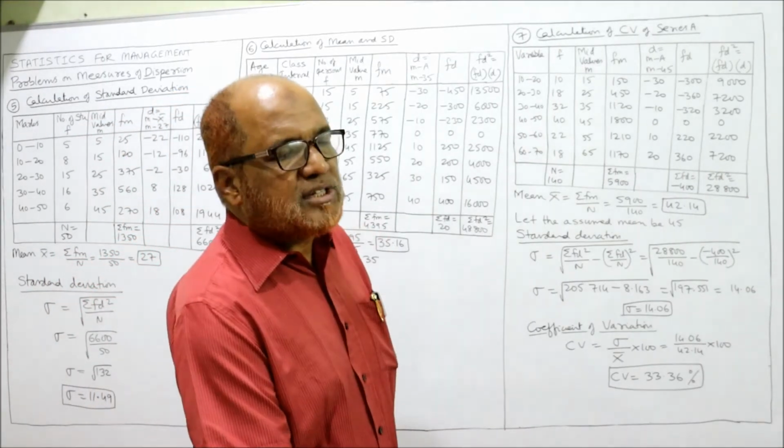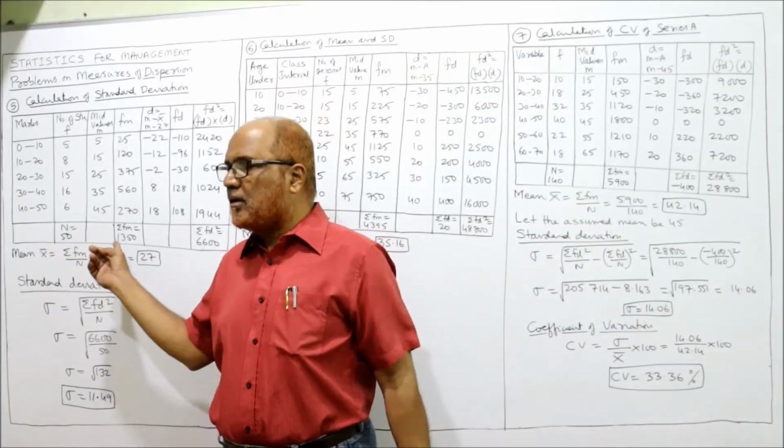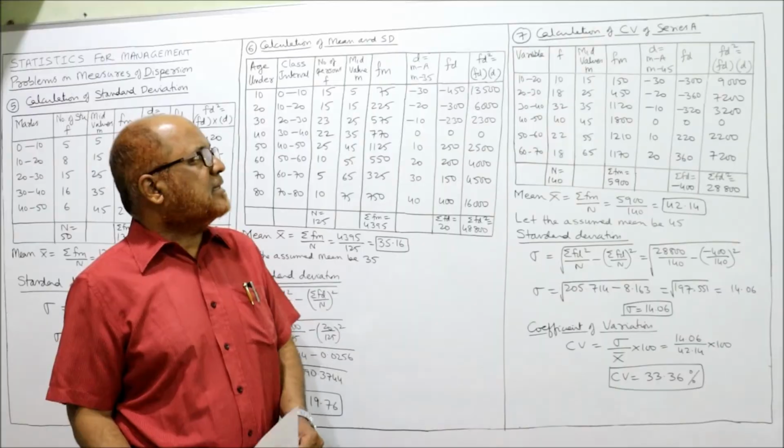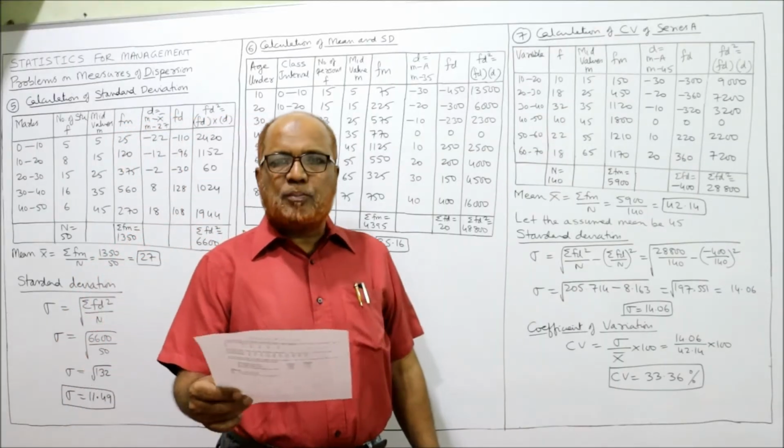So one problem I have explained from actual mean. The second problem I have explained from assumed mean. That's it. Now seventh problem.